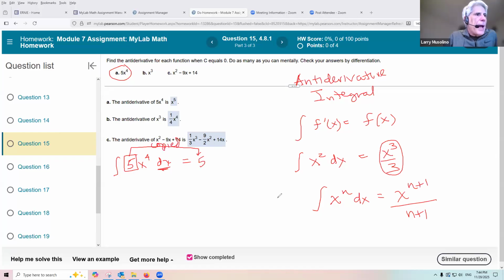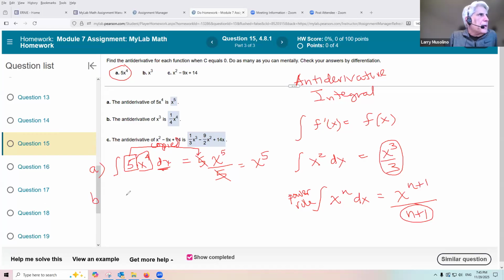Now, I'm going to use this power rule that I just mentioned to work out the integral of x to the 4. Well, I'm going to add 1 to the exponent. That makes it x to the 5 divided by that same constant 5. So I'm ending up with 5 times x to the 5 over 5. But of course, 5 on top cancels 5 on the bottom. It leaves me just x to the 5. So that's the answer to part A.